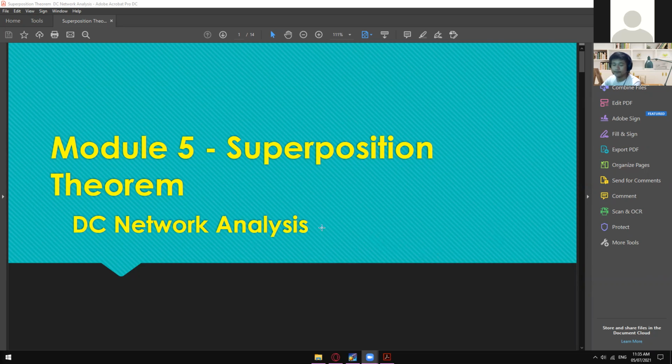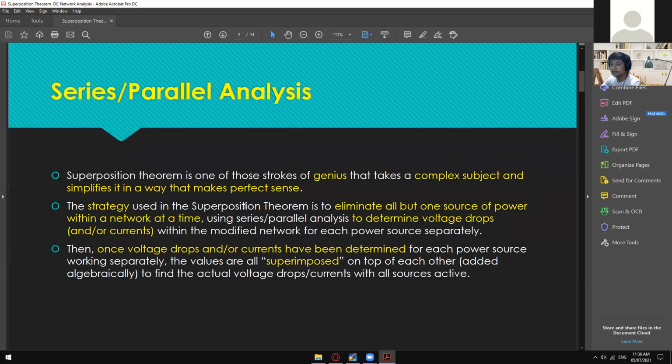So for today's meeting, we'll finish the remaining modules. So the module 5 and then the module 6. And then as you guys can see for the module 5, we only have 14 slides. So this will only take a quick discussion or quick meeting. Okay, so without a further delay, let's start with the definition of a superposition theorem.